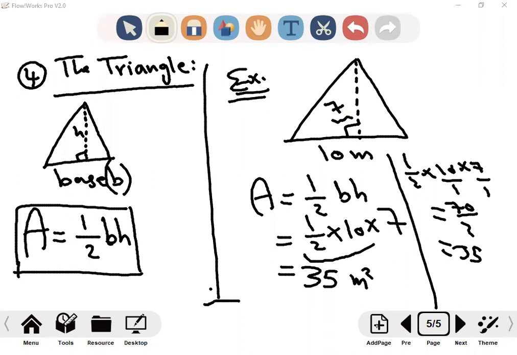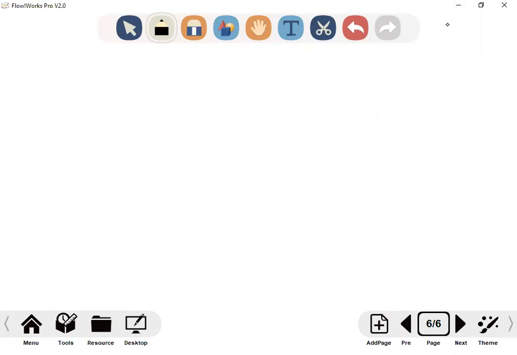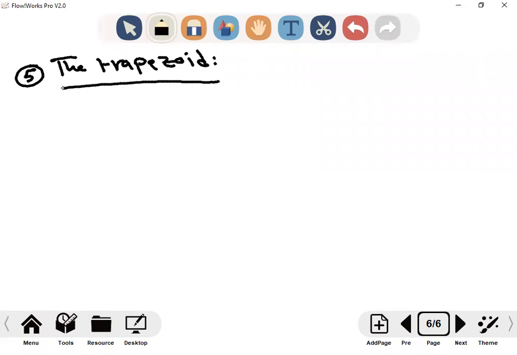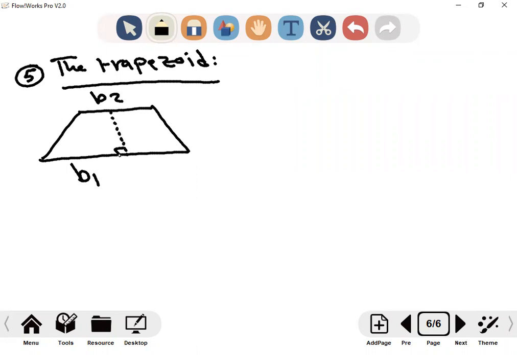Yeah, let's move to the trapezoid, which is the fifth figure with us today. The trapezoid. Now we know that the trapezoid has two bases, right? We took that before. It has base 1, base 2, and height between them.